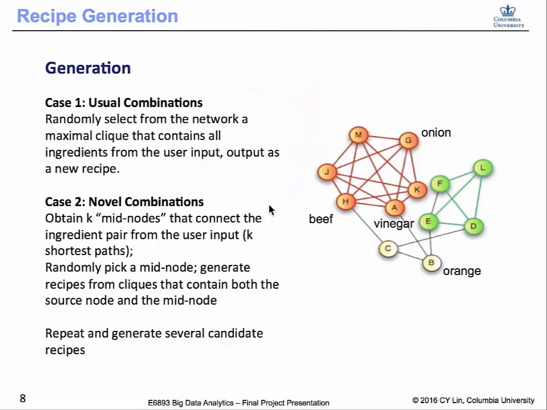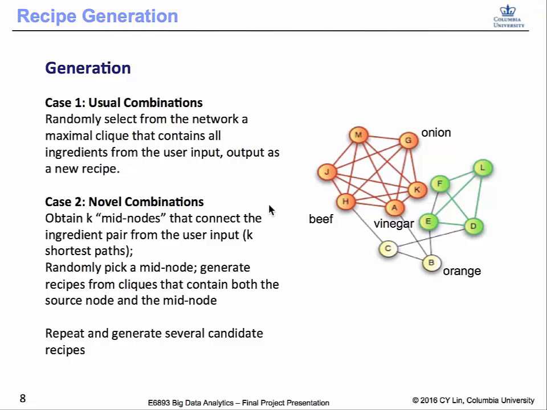To generate new recipes for users, we first divided user input into two types. One is usual combination, and the other is novel combination. So for usual combination, it could be, for example, an onion, which is commonly seen in our daily life. So for this type, we just randomly select a clique that contains both ingredients at the same time, and the new recipe will just be all the nodes from that clique.